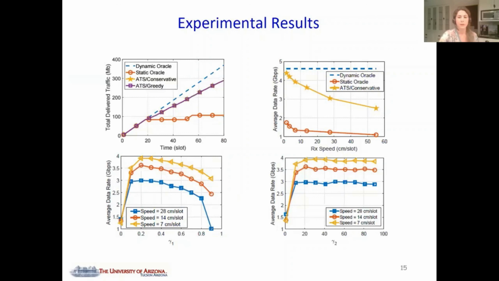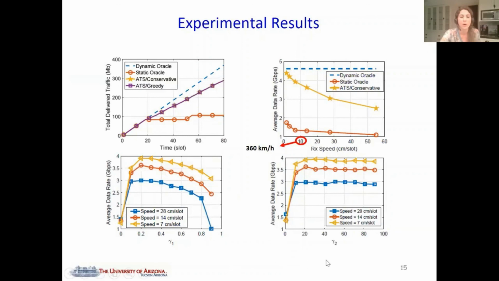If you look at the second figure, you can see how the average data rate changes versus different UE speeds. As we expect, the performance decreases as the user starts moving faster and faster, both for the static oracle and also for the ATS. But what's important here is that on the left side of the figure, for RX speeds less than 10 centimeters per slot, the ATS's performance is very close to a dynamic oracle. And if you do the math, 10 centimeters per slot means 360 kilometers per hour. So it's very likely that a UE will almost always be moving slower than this number.